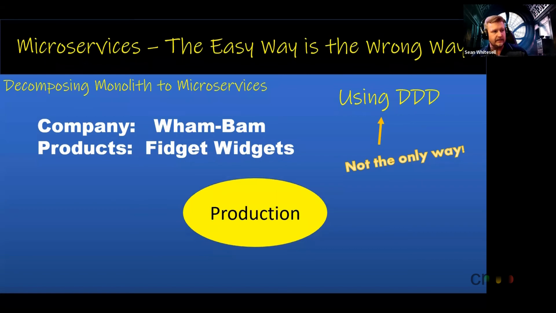So we have an example company of Wham Bam, and they make fidget widgets. I actually have one in my hand right now. They are a production company. They're not a software development company. They're not an accounting company. So I bring this up because their primary domain is production.